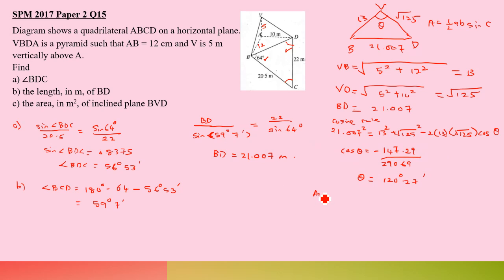The area here will be half the sides 13 and square root 125, and the included angle is the one we have found, 120 degrees 27 minutes. So from here, when you work this out, you get 62.65, and the unit here is meter square.